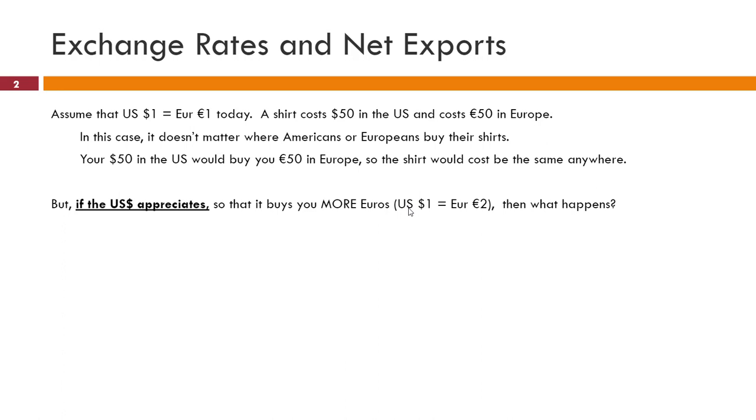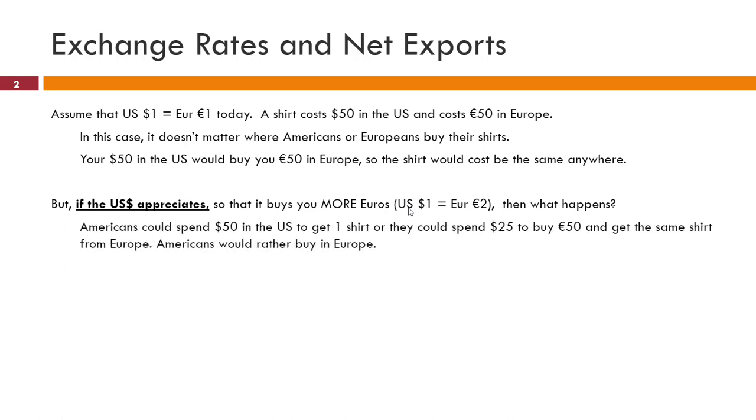How does this change the shirt buying dynamic, or the shirt buying incentives that we just saw? The answer is that Americans would suddenly want to buy their shirts in Europe. An American could spend $50 to get one shirt, or they could spend $25 to get €50 and get the same shirt from Europe. That would seem like a really easy solution. Americans would save their money by buying their shirts from Europe because the euro is now less valuable and because the dollar is now more valuable.